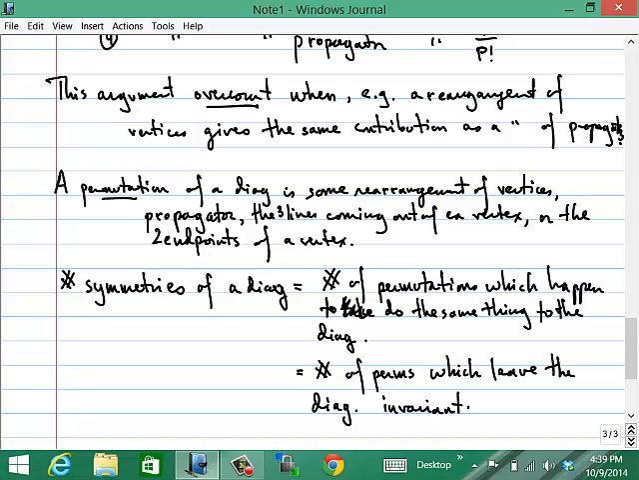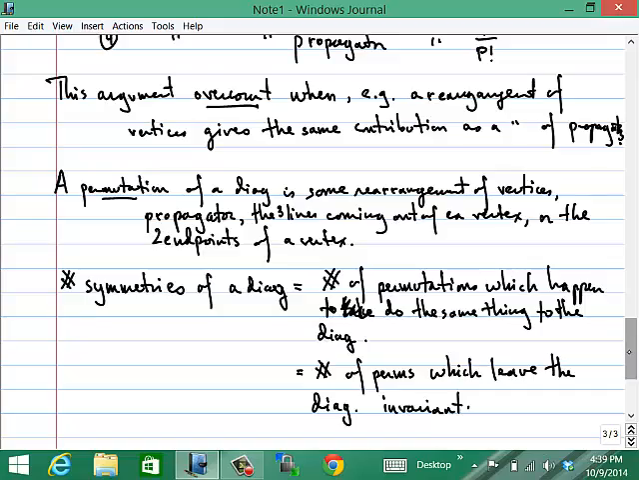So just to say that a little bit more clearly, let's imagine that you have 2 permutations of a given diagram that happen to do the same thing to the diagram. Then you could consider the permutation 1 times the inverse of the second permutation. That would give you a third permutation that leaves the diagram unchanged.